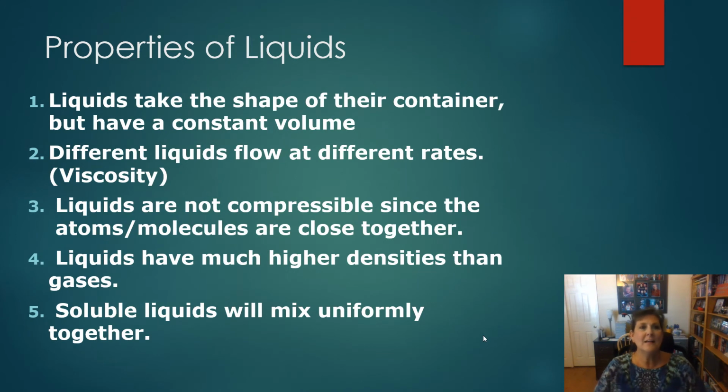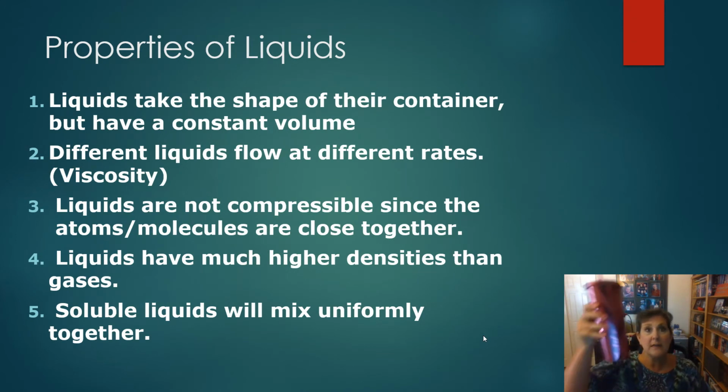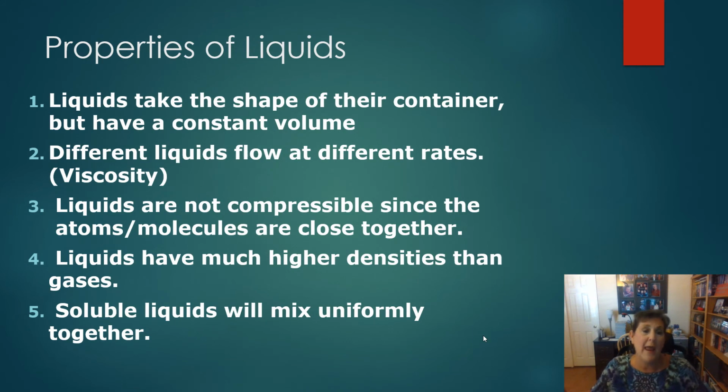All right, liquids. Liquids take the shape of their container, but they do have a constant volume. If I have 2 cups of liquid in here, I can pour it into a stove pan and it would still be 2 cups of liquid. I could pour it on the floor and it would still be 2 cups of liquid, but it takes the shape of its container. Different liquids flow at different rates. That's called viscosity. Like lotion, that pours really slowly compared to water or vodka.